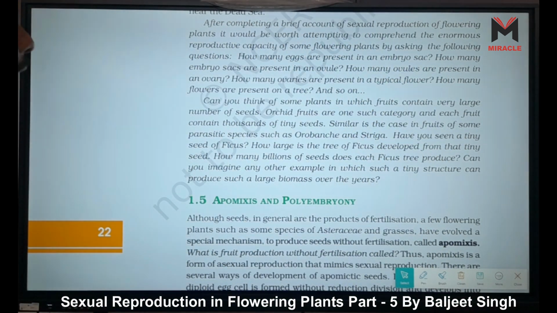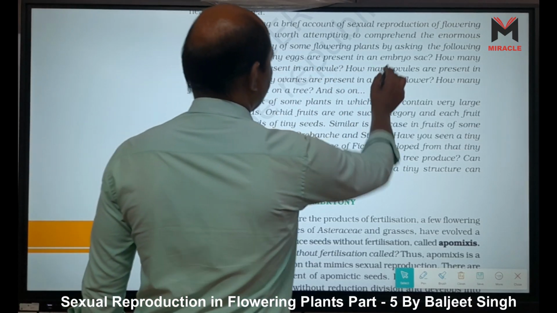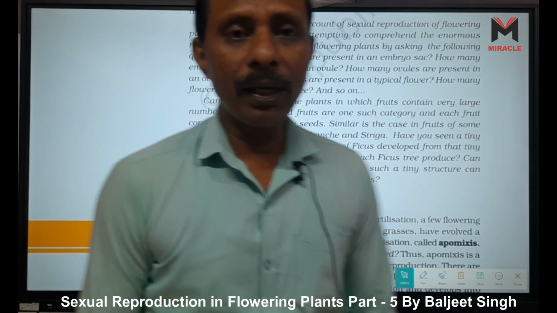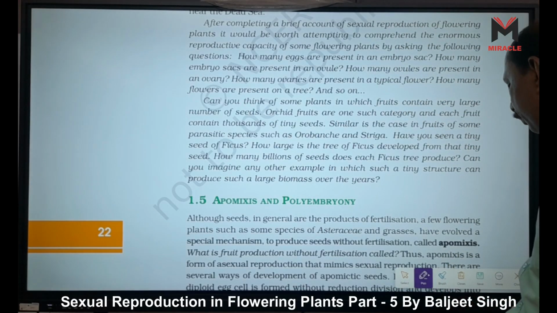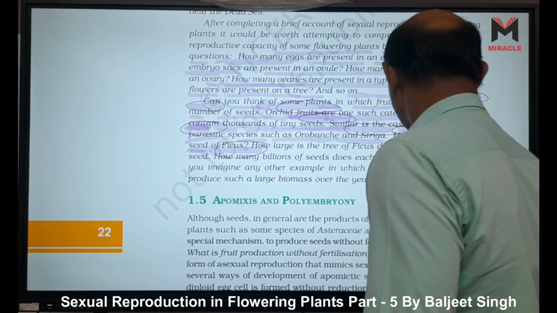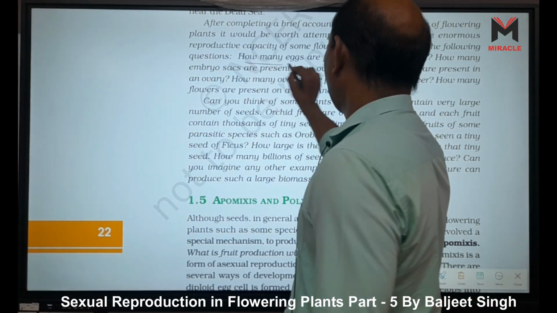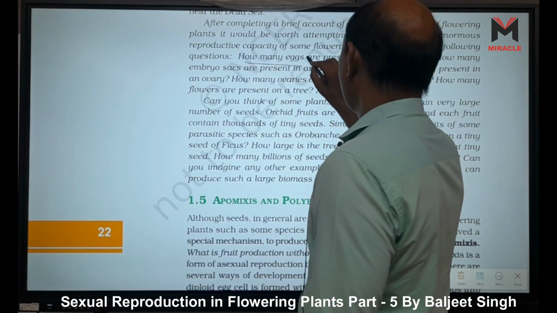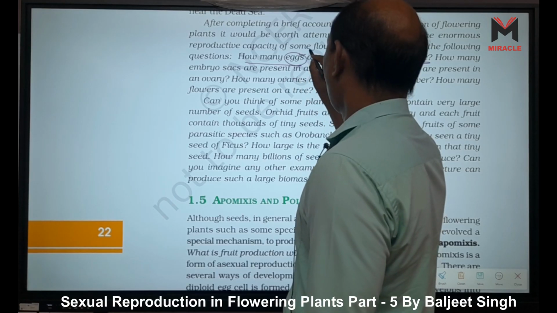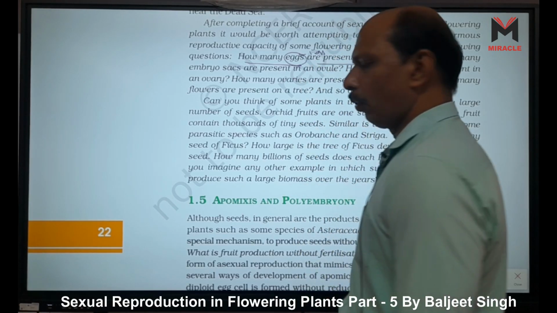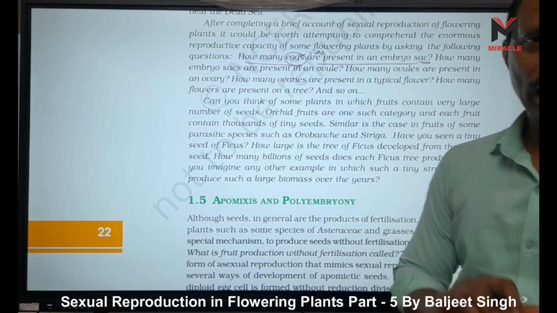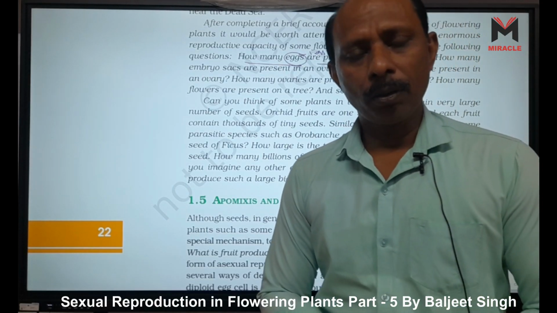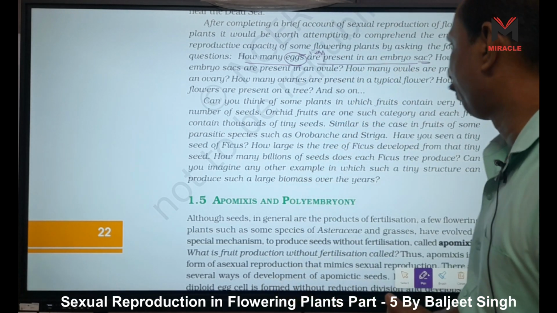First, how many eggs are present in an embryo sac? Can you tell me? Simply we can say only one egg cell is there. We can say all the cells could act as an egg cell, but simply we have one egg cell.